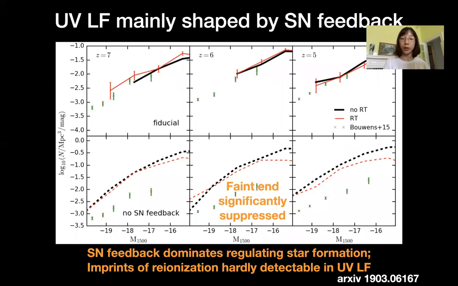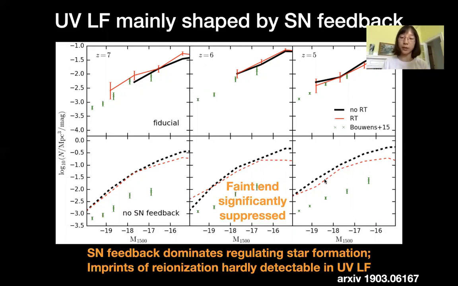Again, we run the simulations with and without radiative transfer. But all these simulations are without the effect of supernova feedback. And so this time, as you can see from the bottom panels, the effect of photoheating feedback is pretty significant. It suppresses the faint end slope quite evidently.